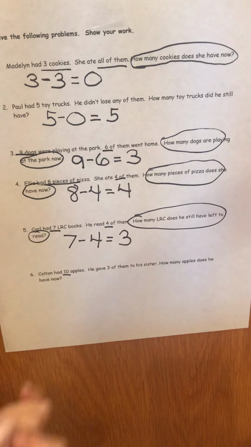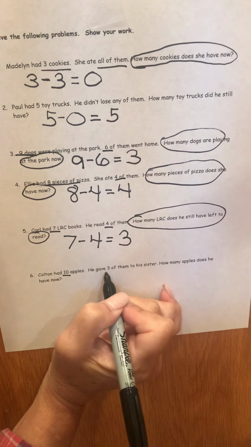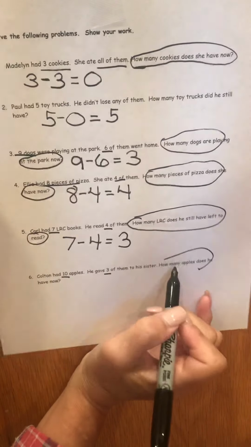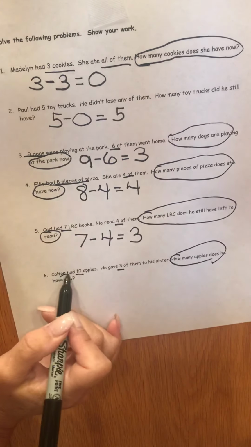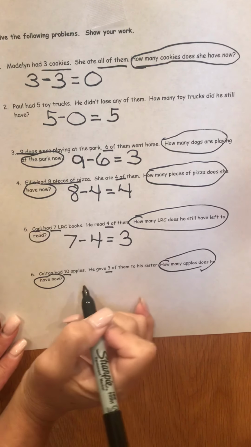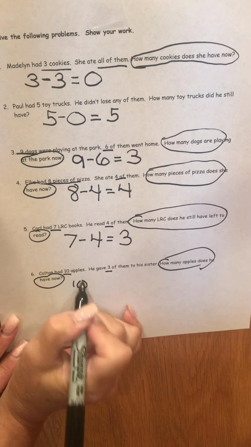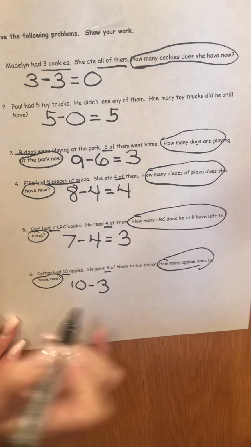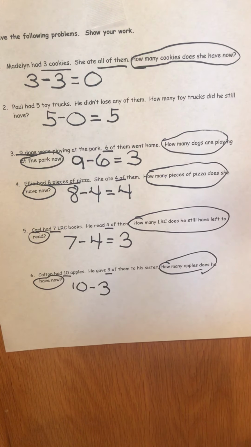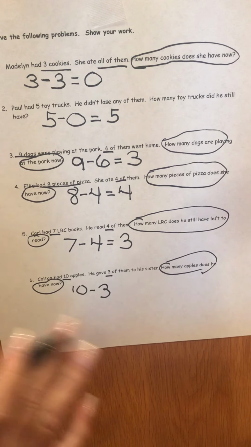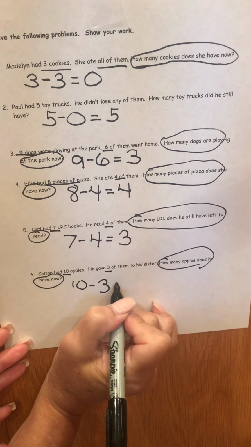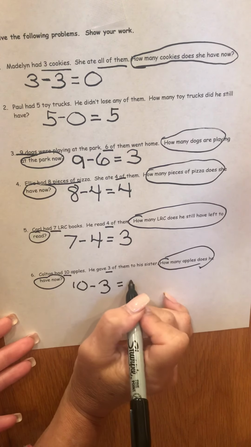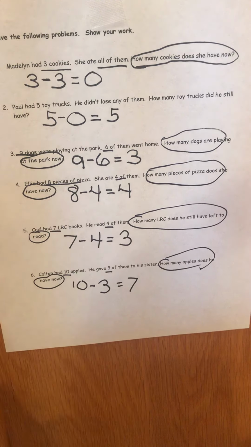All right, let's look at number 6. Colton had 10 apples. He gave 3 of them to his sister. How many apples does he have now? All right, he had 10 apples. He gave 3 of them away. Started with 10, and then he gave 3 of them away. You can only eat so many apples anyway, right? 10 take away 3 equals 7.